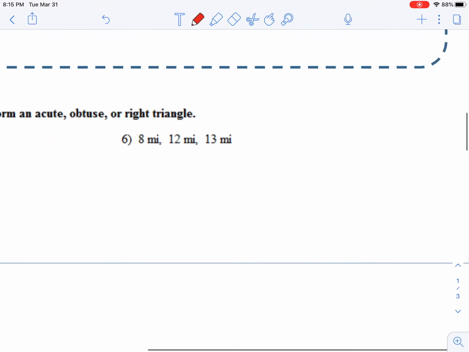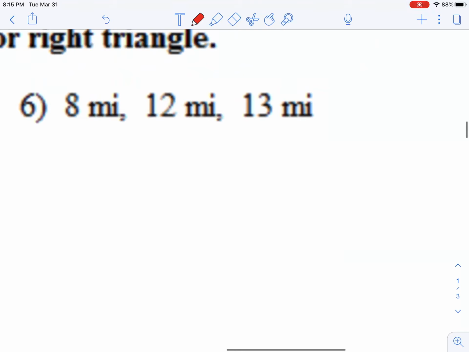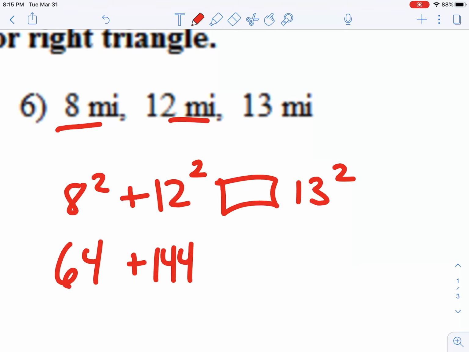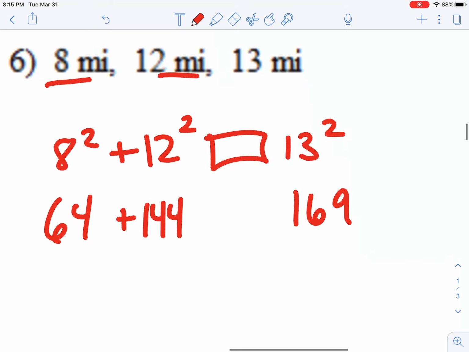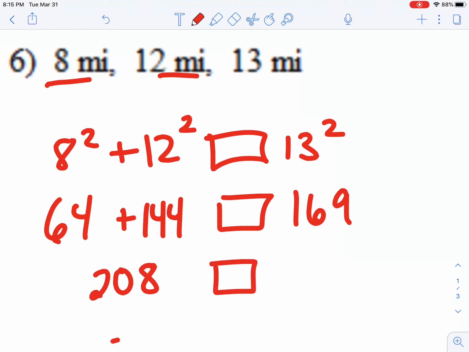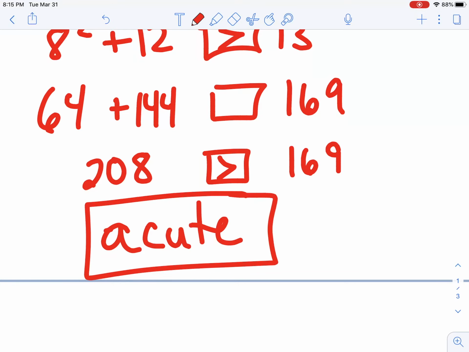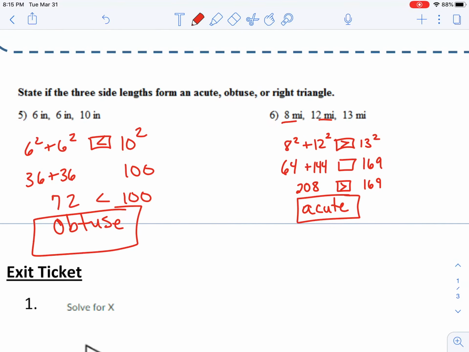Okay. On to number 6. Again, do the two smallest sides on the left. So 8 squared plus 12 squared, and 13 squared. 8 squared is 64. 12 squared is 144. 13 squared is 169. 64 and 144, let's see, 208. So 208 is what to 169? It is greater than. So therefore this is an acute triangle. And the previous one was obtuse.